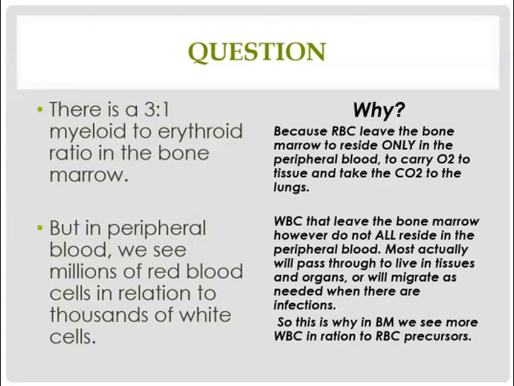But the white blood cells leave the bone marrow, however, and do not all reside in the peripheral blood. Remember, we have those migrating pools. They mostly pass into and live in the tissues and the organs, and migrate only where they're needed to fight off infections. So this is why in the bone marrow we see more white blood cells in relation to the red blood cells.